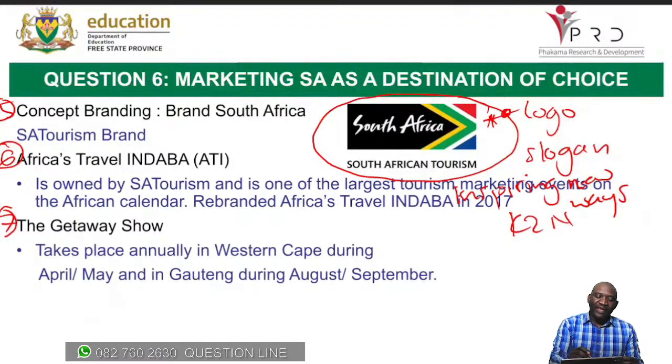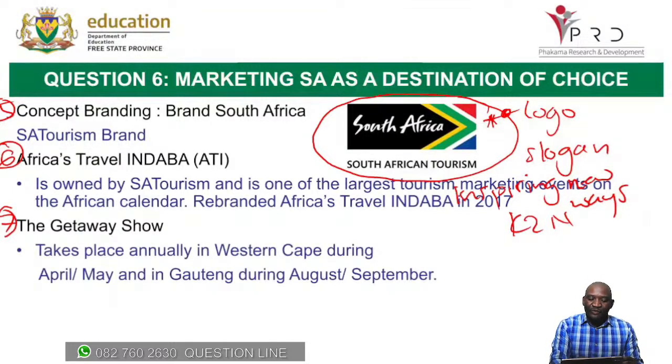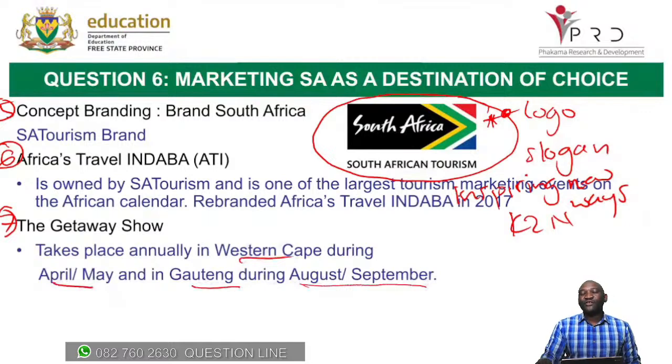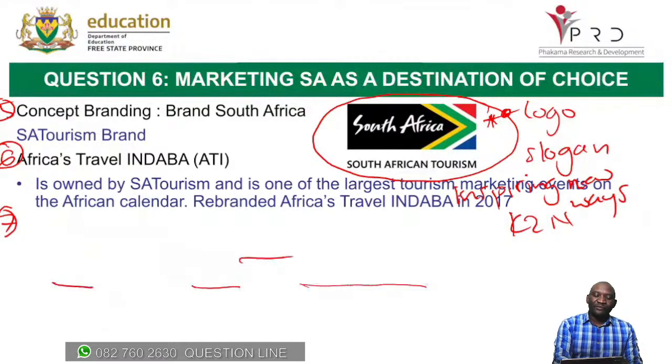This one happens twice. It happens in Western Cape during the months of April and May, and it also happens in Gauteng during the months of August or September. And this one is open to the public. It's mostly about the outdoor life, the 4x4 trails, the tents, and all the things that people can do for the outdoor life. So when we look at question 6 in a nutshell, this is what the examiner will be asking you.